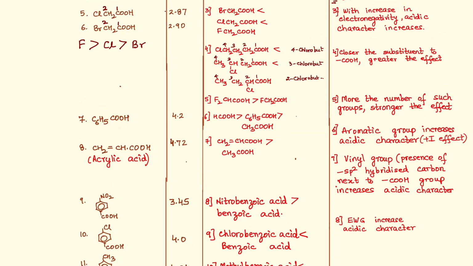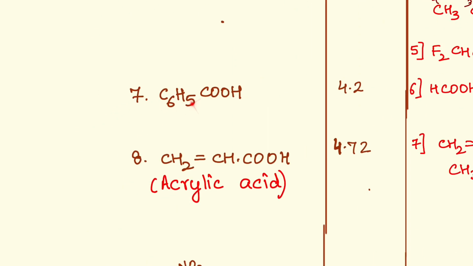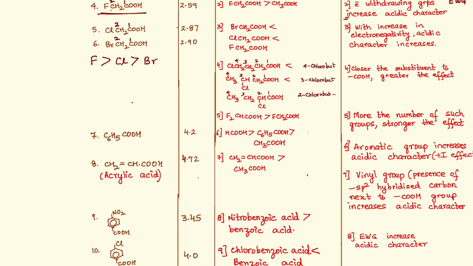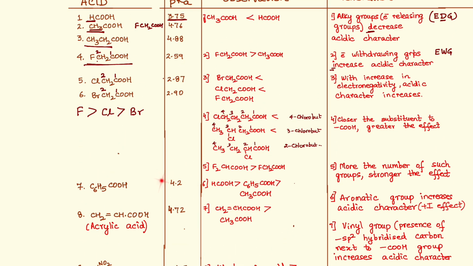Okay. Now let us come to some aromatic compounds. So here I have got, what acid is this? What acid do you see on your screen? Yes, benzoic acid. Now let's compare benzoic acid with any of the aliphatic acids. Here benzoic acid is 4.2, whereas my formic acid is 3.75. So is it more acidic or less acidic? Yes, it is less acidic when compared to formic acid or methanoic acid.